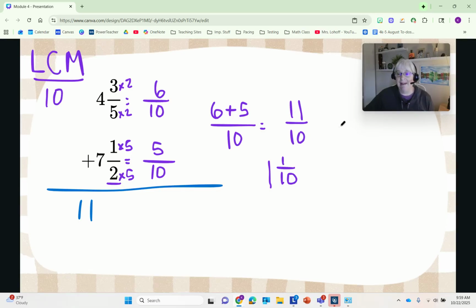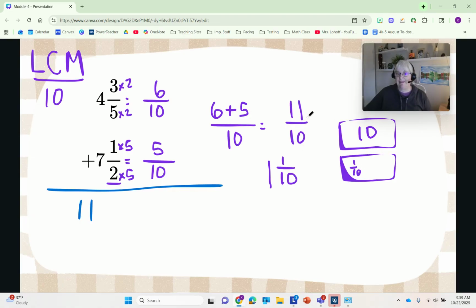But 11/10 would look like one pan, one complete pan that has 10 pieces in it. And my next pan is also going to be cut up into 10 pieces. We need 11 total, so that would be one of the 10 pieces. This is what 11/10 looks like right here. 1 whole and 1/10, which is what I wrote right here.